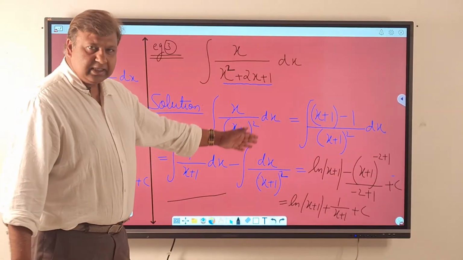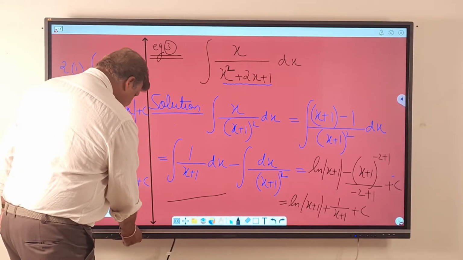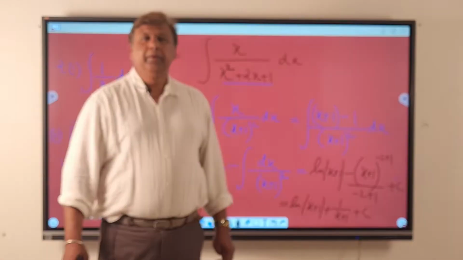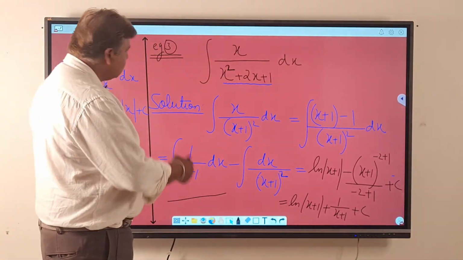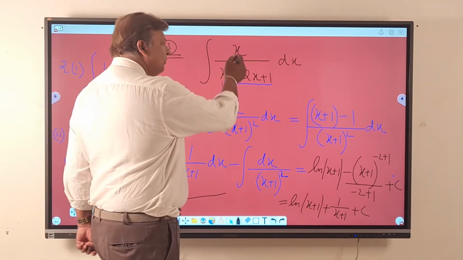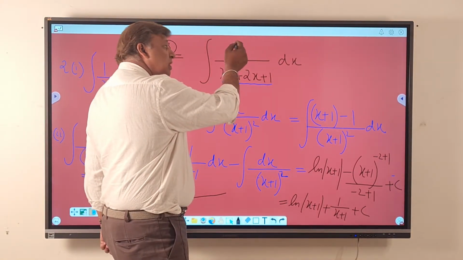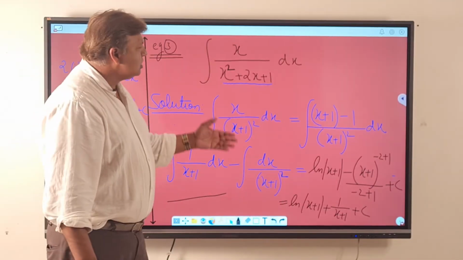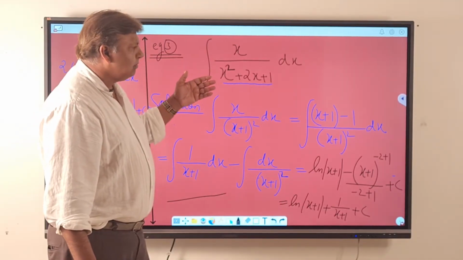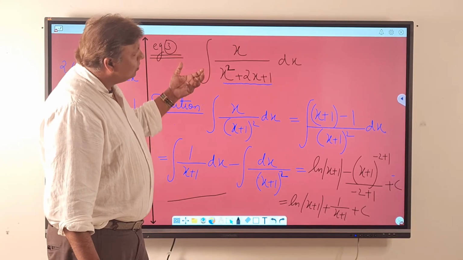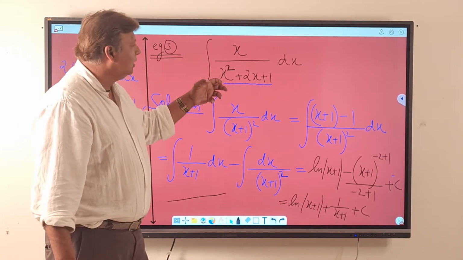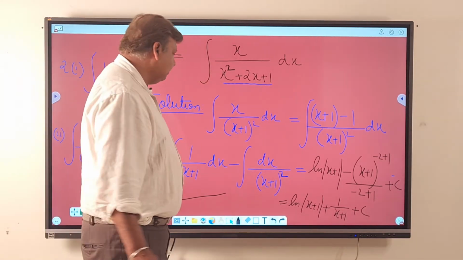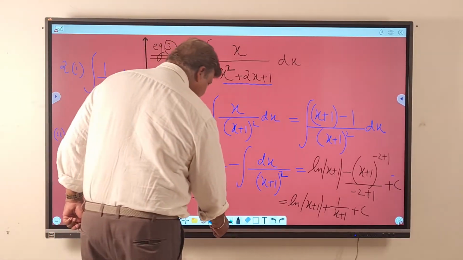I hope you understand this. So in this question we realize how we have handled the case when the degree of the numerator is lesser than the degree of the denominator. This is not, of course, the model way of solving when the degree is 1 less, but yes, in this question we did it like this.